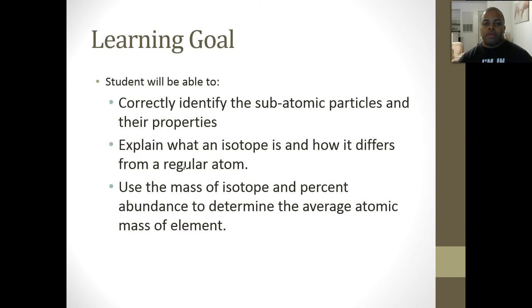Learning goal: by the end of this video, you should be able to correctly identify the subatomic particles and their properties, explain what an isotope is and how it differs from a regular atom, and use the mass of the isotope and percent abundance to determine the average atomic mass for the element. So let's go ahead and get started.